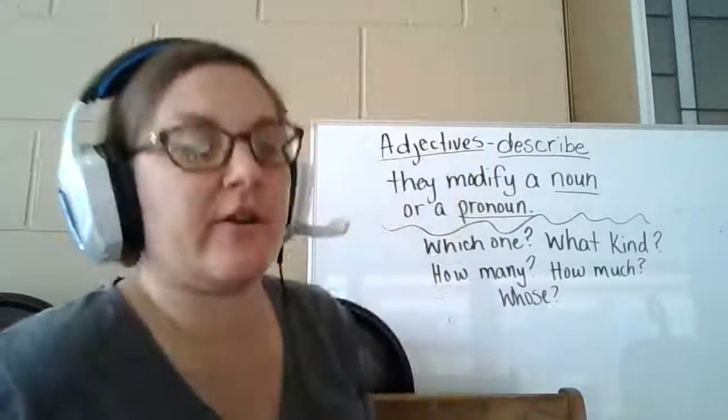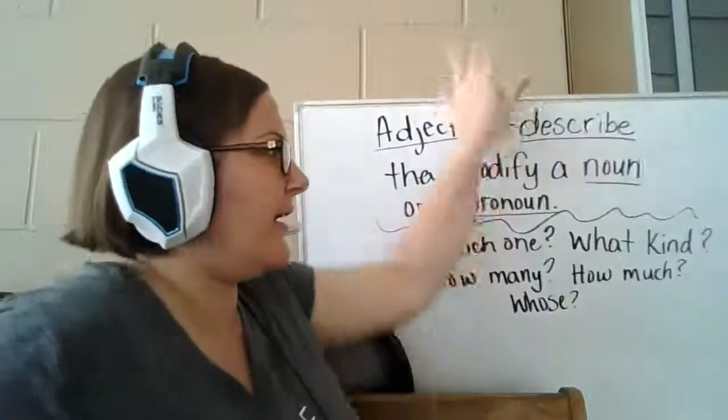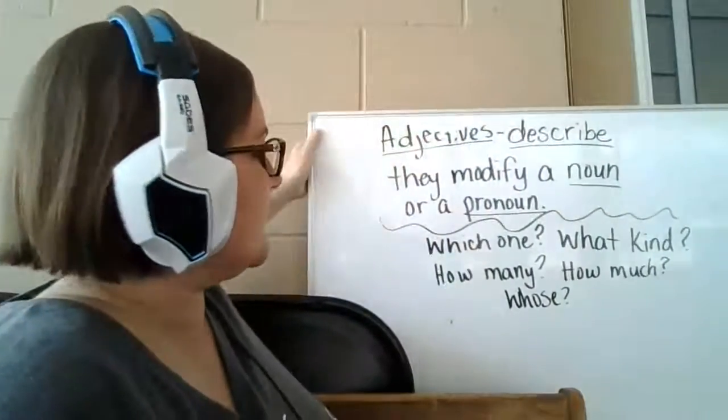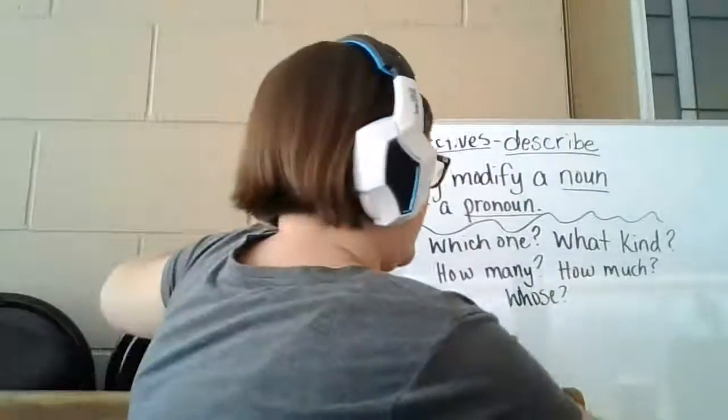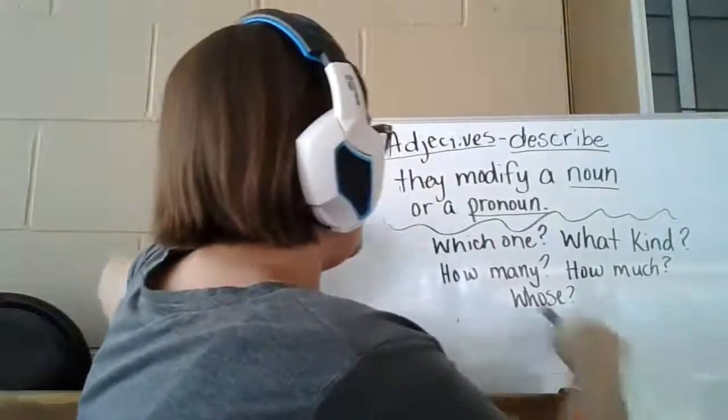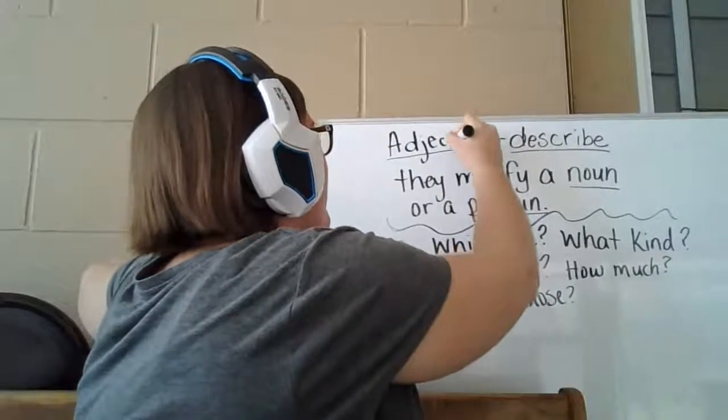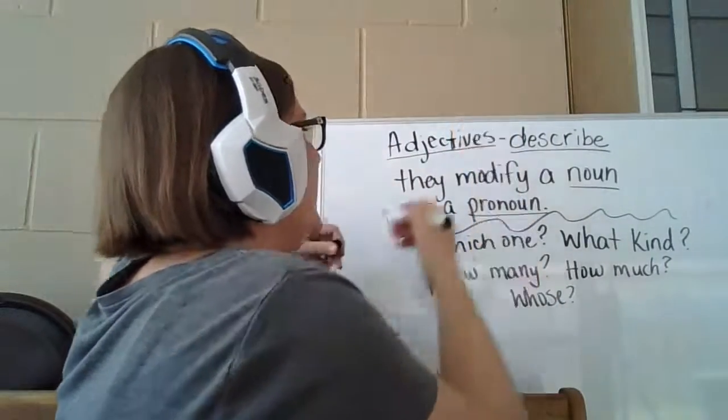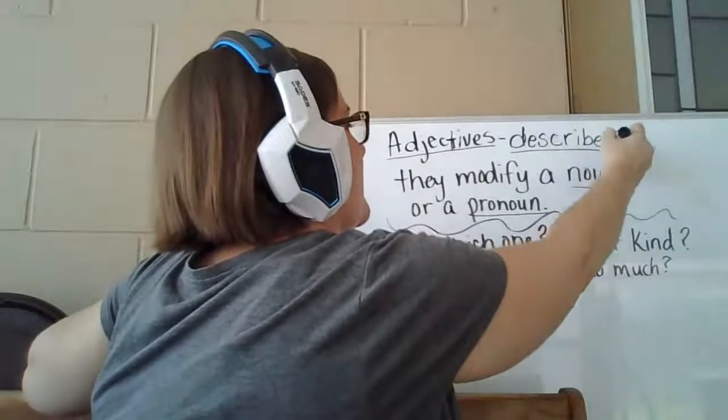So if you look up here, I already wrote what an adjective is. It's my own fault it falls. It actually is very secure. An adjective describes, okay?